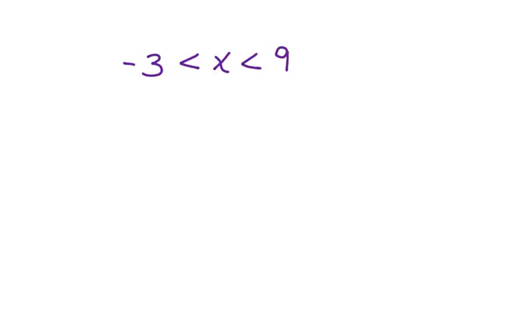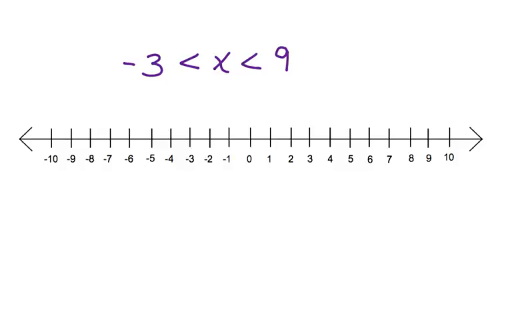Sometimes you might see a compound inequality without a situation accompanying it. So look at this one. -3 is less than x, and x is less than 9. We can graph this compound inequality too. Here's our number line. Now, notice that the inequality symbols here do not include an equal to. So our graph is going to have open circles.